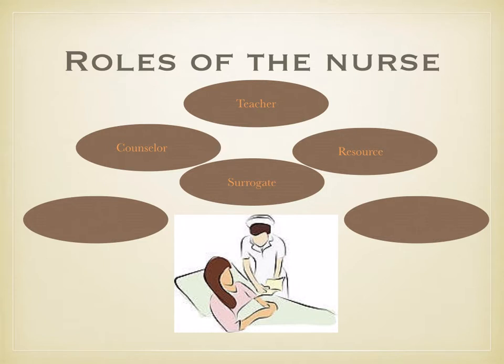Surrogate. Oftentimes the nurse has to take the role of another or the place of another. For example, if a patient presents to the hospital and doesn't have any family or friends with them, that nurse can fill in that role. Technical expert: the nurse provides physical care using their clinical skills. And leader. It's just straightforward. The nurse initiates and maintains goals throughout the patient-nurse interaction.